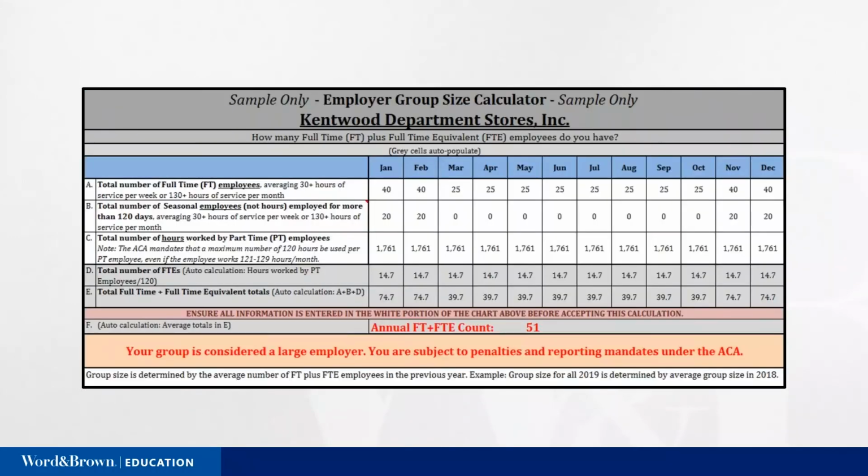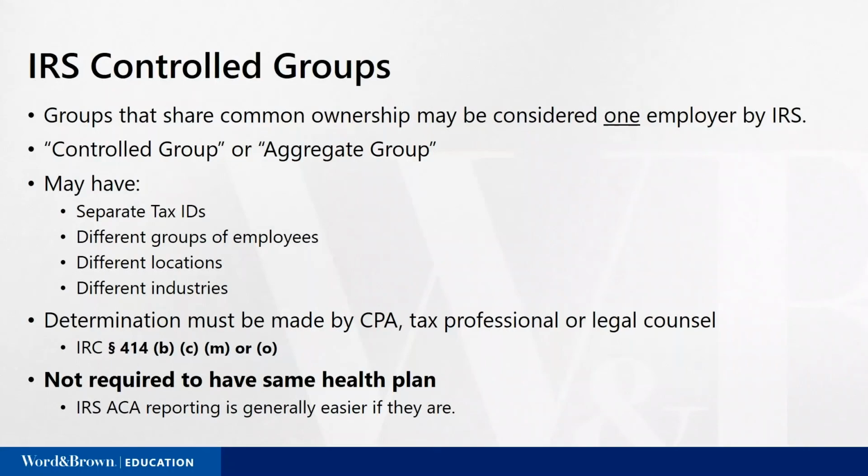We also have a really great group size calculator on the Word & Brown website. It allows you to enter your data on a month-to-month basis from the previous calendar year, and it will do the calculation automatically and tell you whether or not you are an applicable large employer based on all these factors from the previous calendar year.